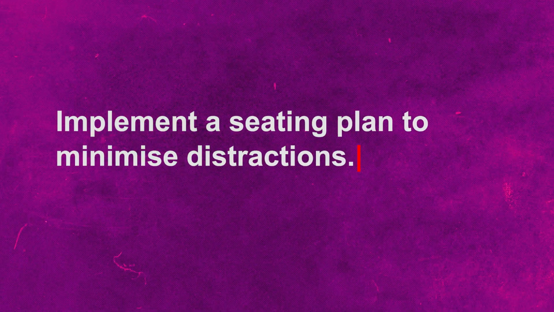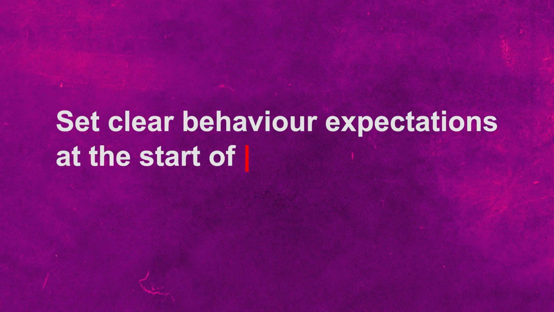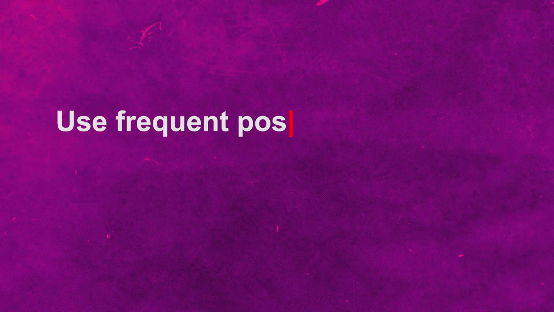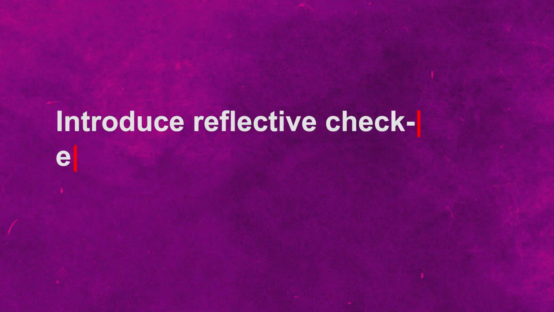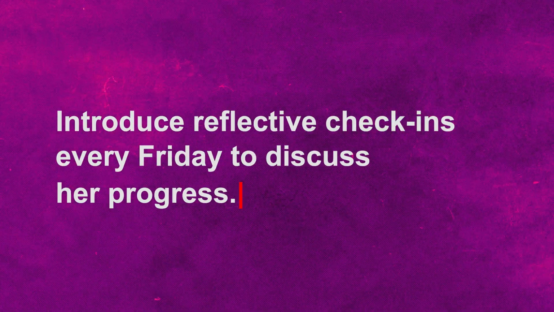Let's say you've got a student who's prone to being off task. A description like "Sarah can be disruptive and chatty" isn't useful on its own. Instead, this is a strategy. Implement a seating plan to minimize distractions. Set clear behavior expectations at the start of each session. Use frequent positive reinforcement to encourage on-task behavior and introduce reflective check-ins every Friday to discuss her progress. See how these strategies are actions. They show you what you'll do and how you'll measure success. That's what makes them effective.